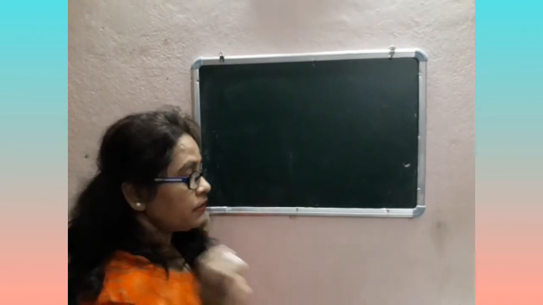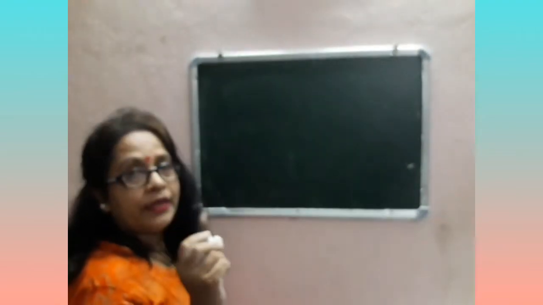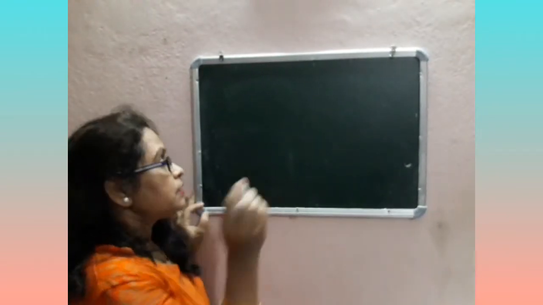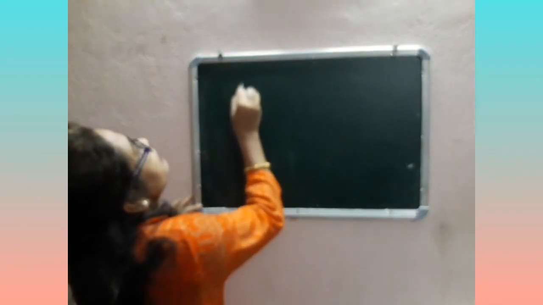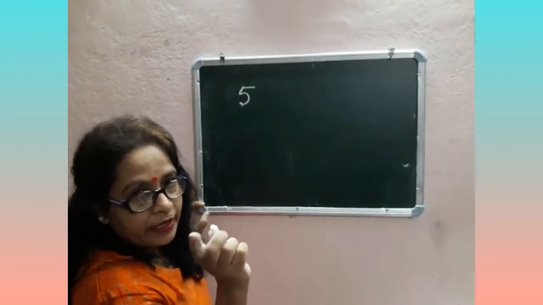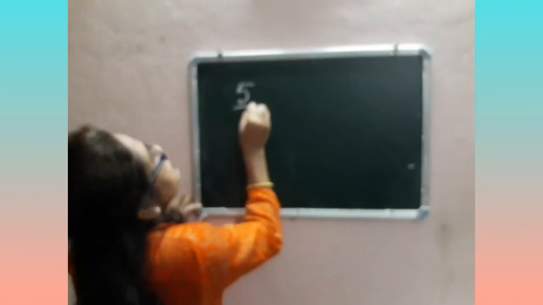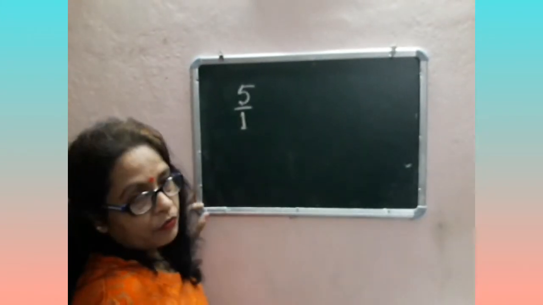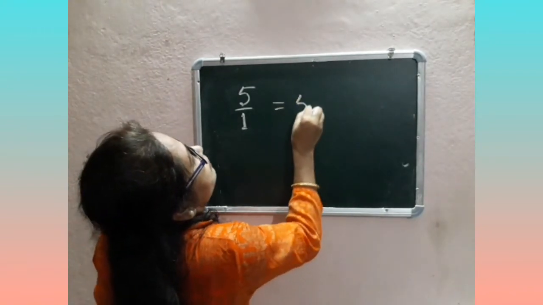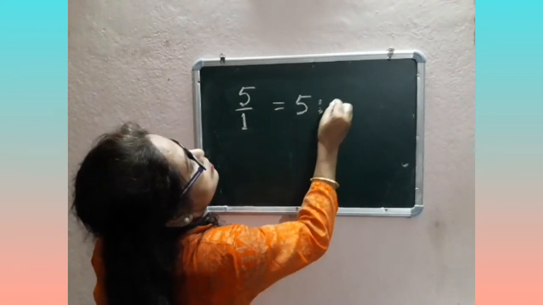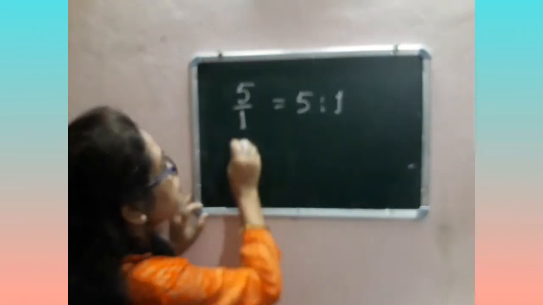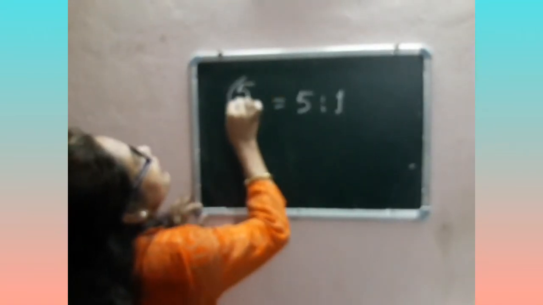We can express a whole number as a ratio. Suppose number 5. Can we express it as a ratio? Yes. Whole number means divided by 1. What will you write? 5 is to 1. This is the ratio of whole number 5.